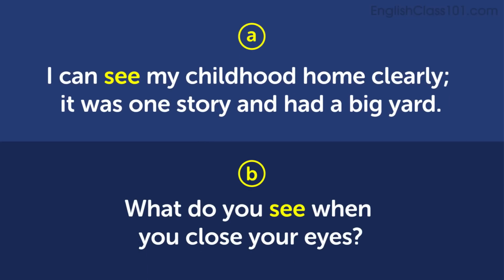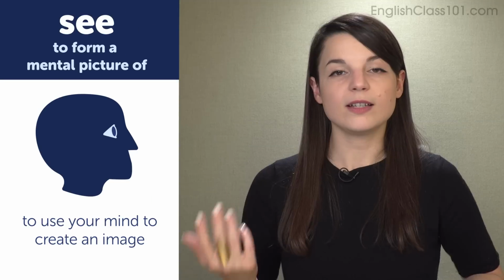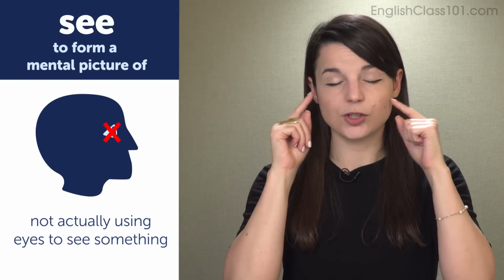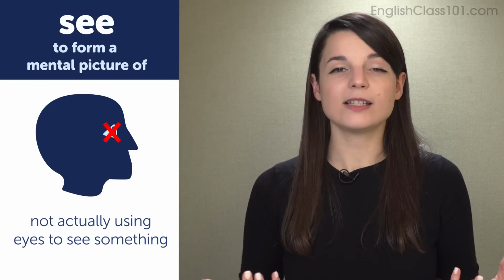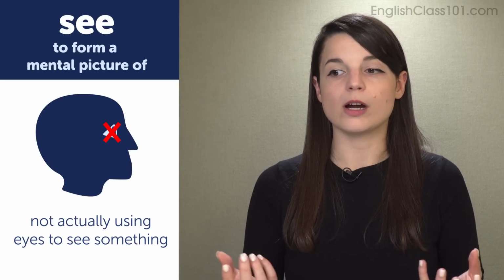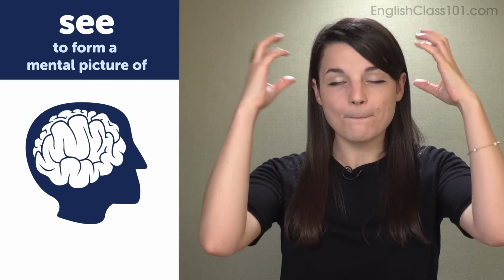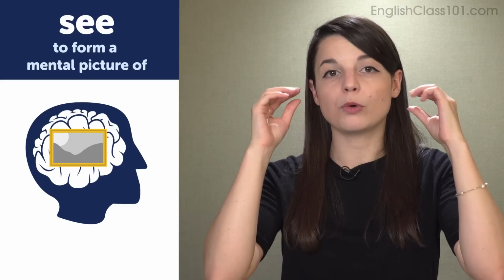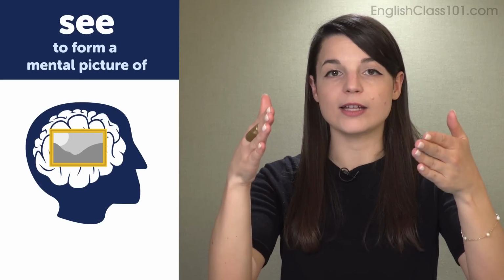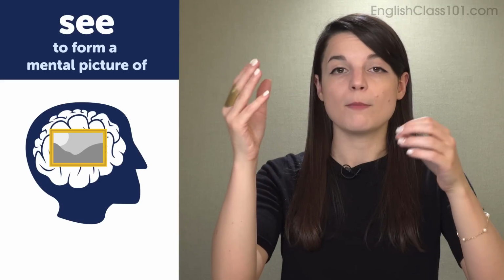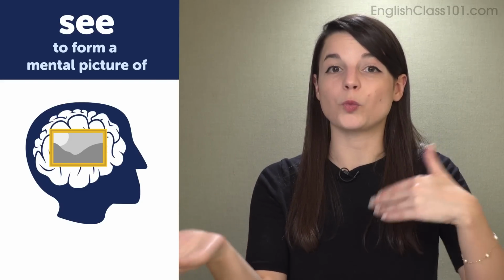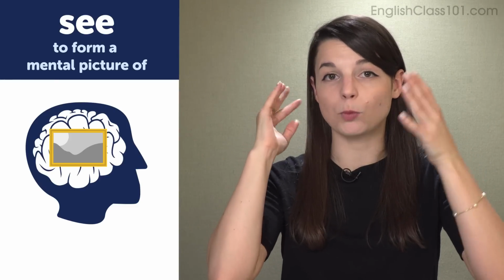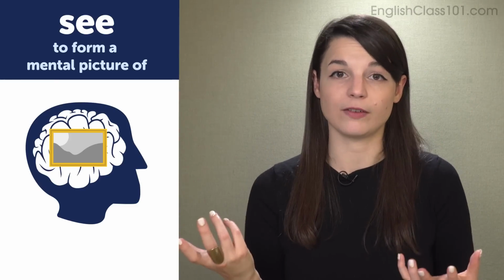What do you see when you close your eyes? So in these example sentences, we're not actually using our eyes to see something. In this use of the word see, we are imagining it, and in our minds, we are making a picture. So we're not actually using our eyes to see these items. Instead, maybe they are things we saw in the past, and we are imagining them mentally. We are creating a mental image of something.